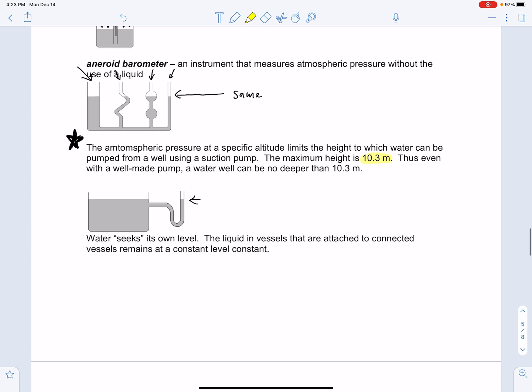And as we mentioned earlier, water seeks its own level. The liquid in vessels that are connected remains at the same level. So you can see whatever shape this path would have taken, water will always seek its level here. And this level matches the level of the container of water.